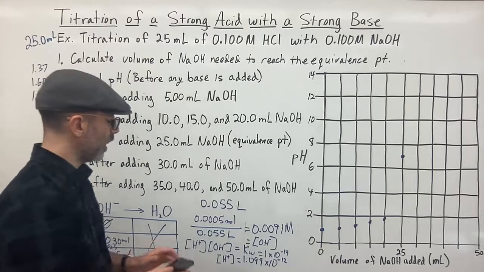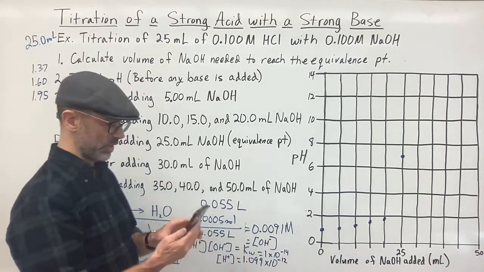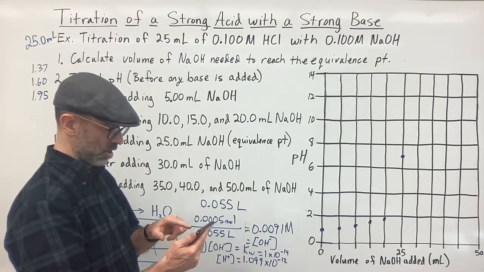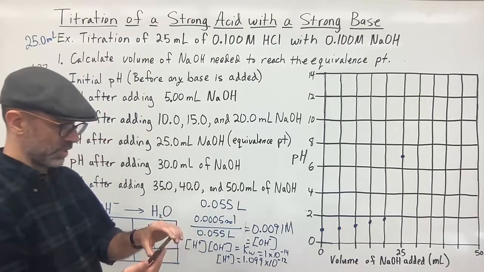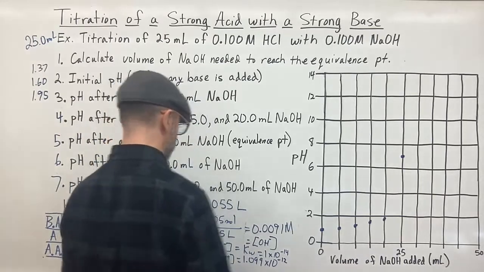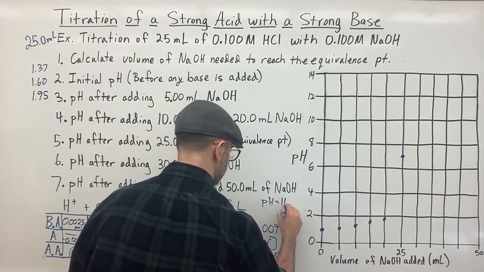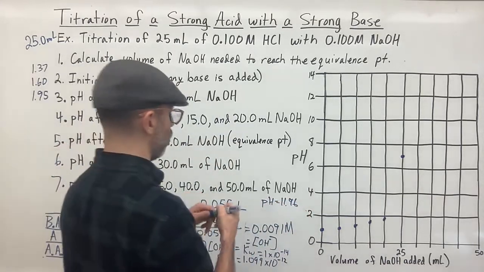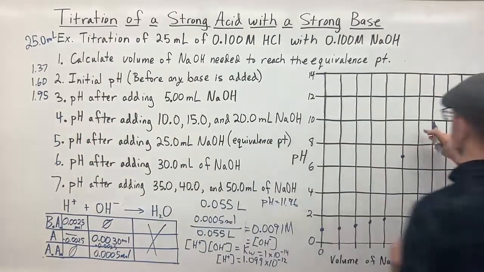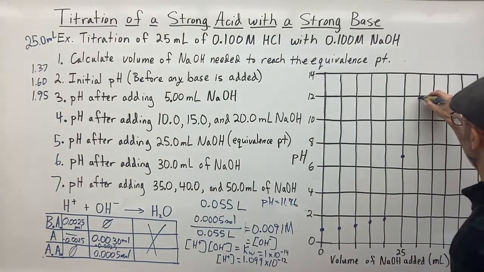Then all we need to do now is take the negative log of that number to get the pH. So the pH is 11.96. So it goes up to 11.96. Here at 30 milliliters, the pH goes up to 11.96, which is really close to 12.